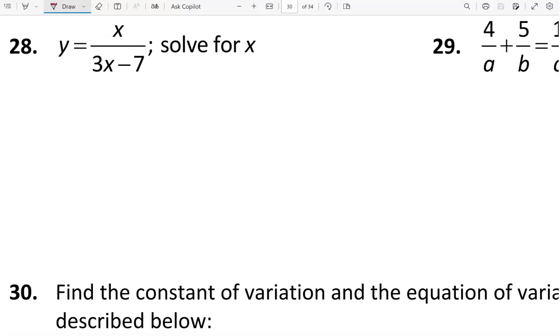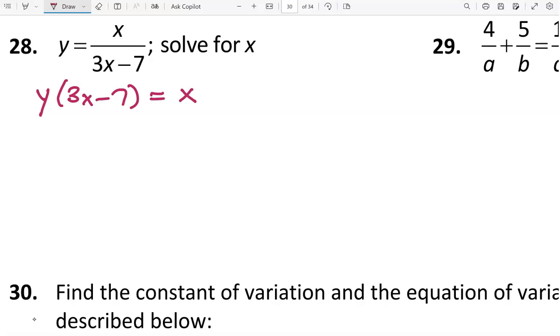So in 28, I'm going to start by clearing the fraction. That is, I'm going to multiply both sides by 3x minus 7. And multiplying by 3x minus 7 on the right undoes the divide by 3x minus 7. So that's what we get. It's important to realize that this is not now solved for x. Yes, x is alone on one side of the equation, but x is described in terms of the variable y and also in terms of itself. So that's not fairly solved for x.